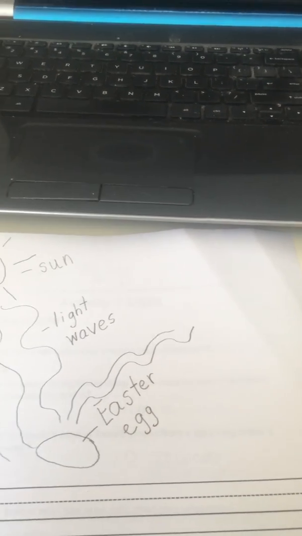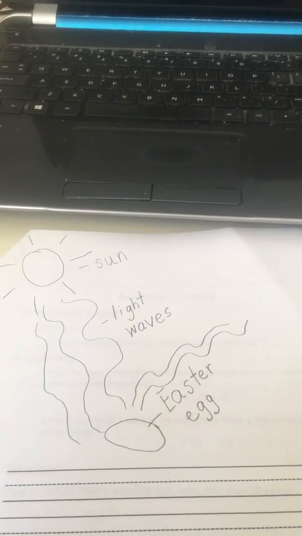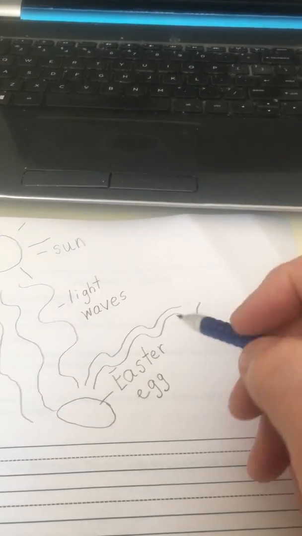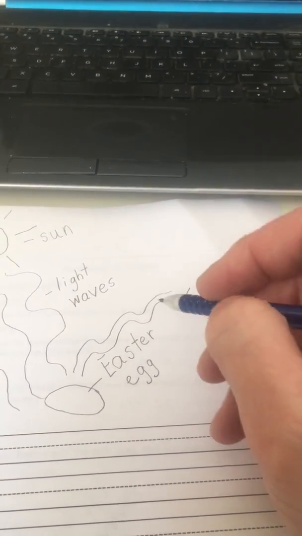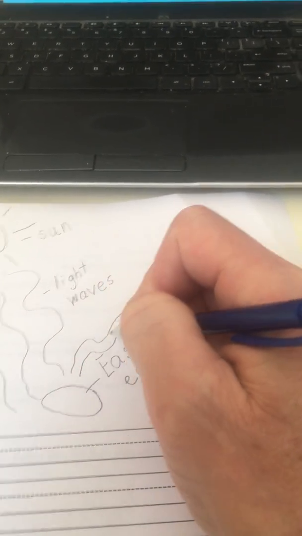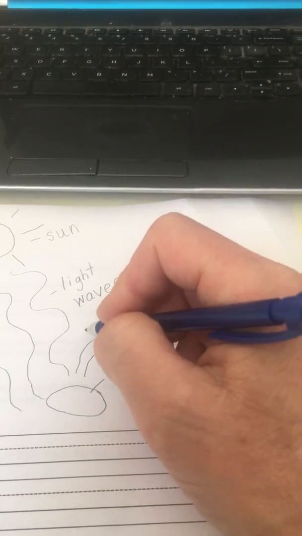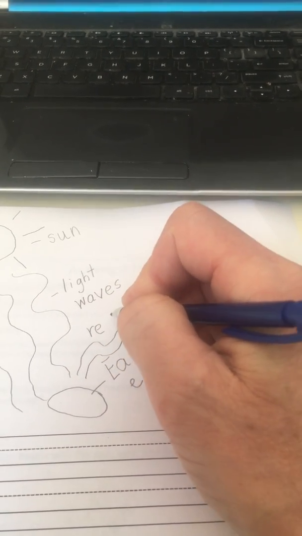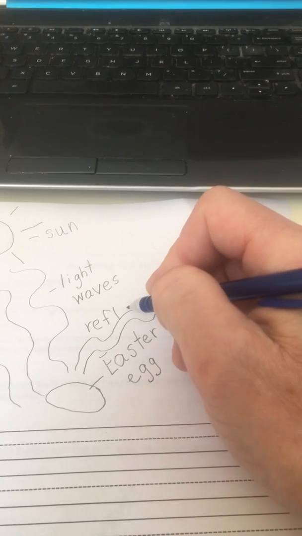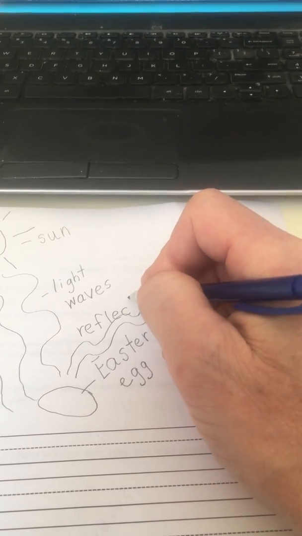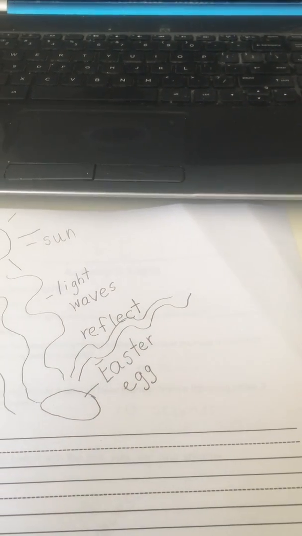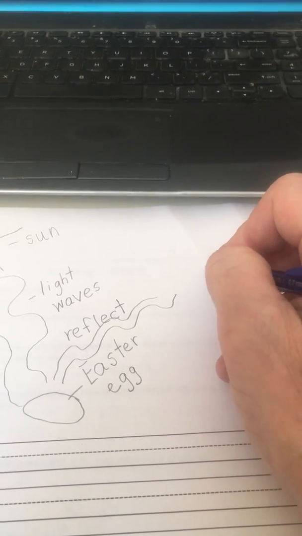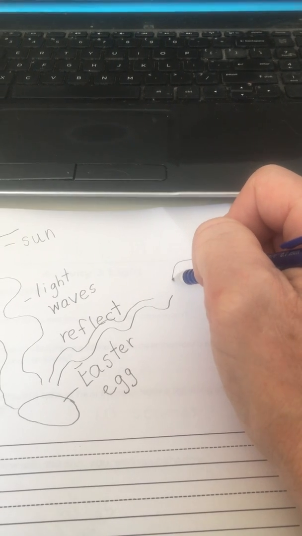But what we're trying to do is show how they get to our eyes where we see them. So some of the light waves reflect. That's where they bounce off and go in another direction off of the Easter egg. We're going to write the word reflect to show that that's why the light waves are changing direction. Please write the word reflect. And they reflect and go into our eyes.